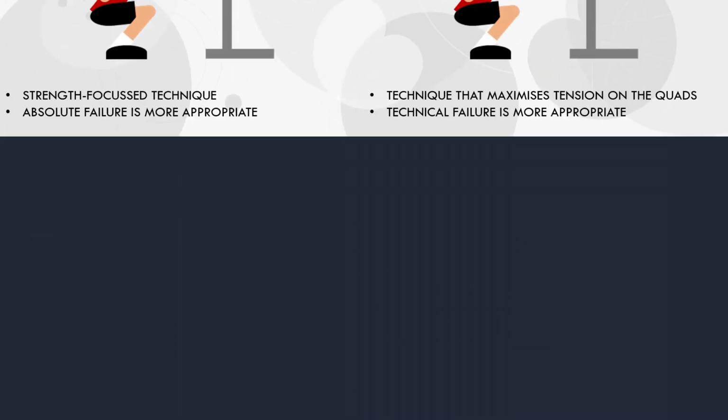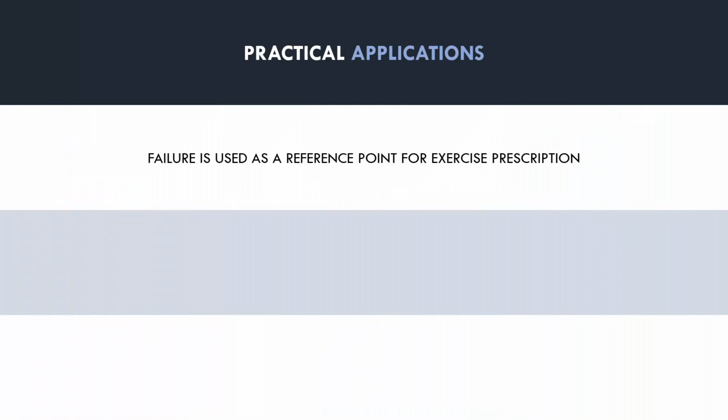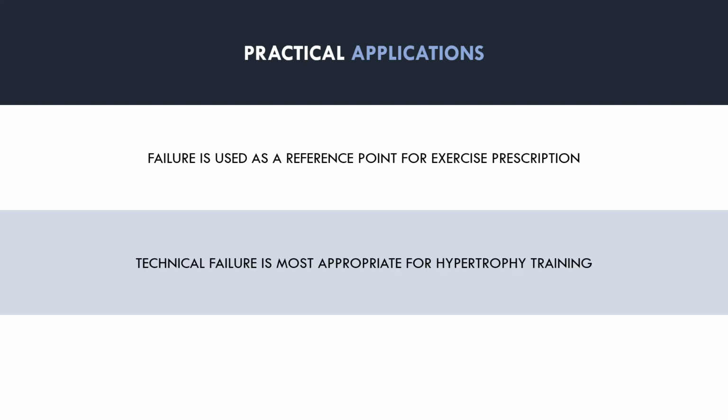To summarize this video, let's establish some practical applications of failure training. Firstly, it is important to define what failure means so that we have a reference point for exercise prescription. The point of failure can be defined in different ways, and certain definitions may be better suited to different training goals. For hypertrophy training, it is probably best to use technical failure as a definition rather than absolute failure. However, it doesn't really matter if we use true muscular failure or 0 reps in reserve as a cutoff point, as long as we choose one and keep it consistent.